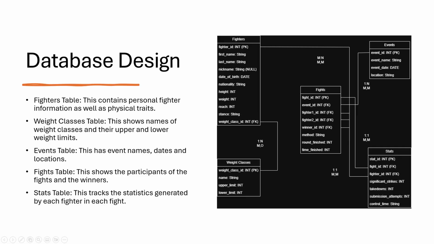The fights table has the event, participants, winner, along with win method, also time and round finished. The events table has the event name, date, and location. The stats table has fight and fighter along with significant strikes, takedowns, submission attempts, and control time.